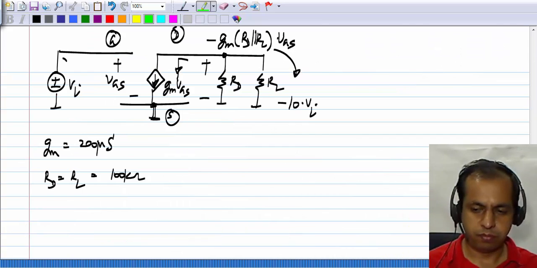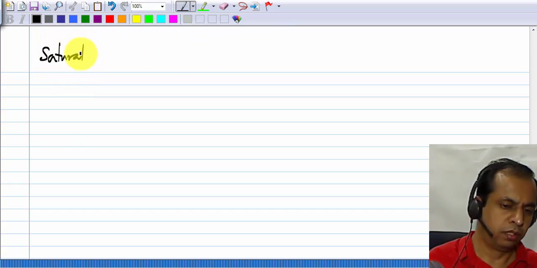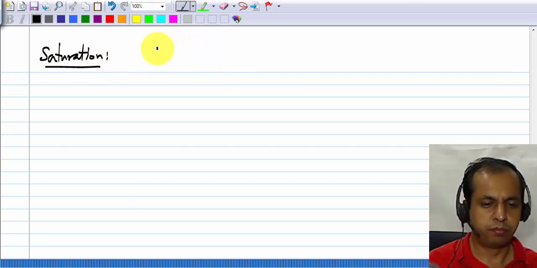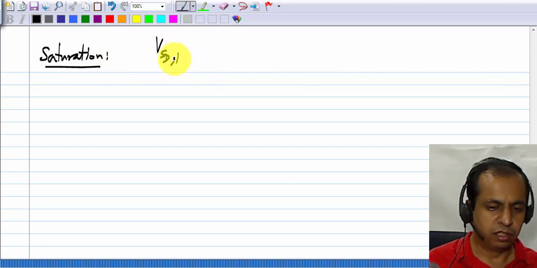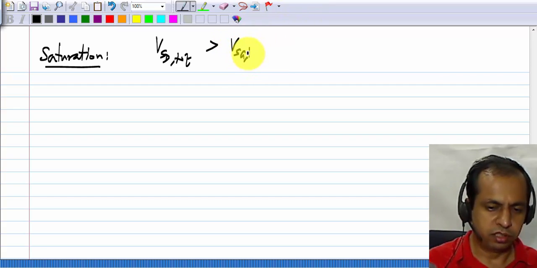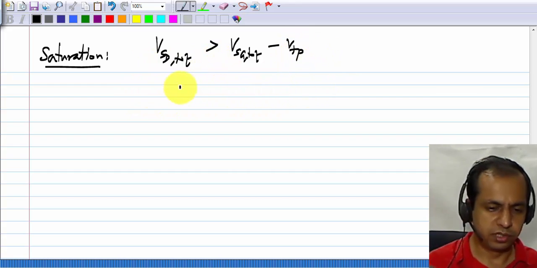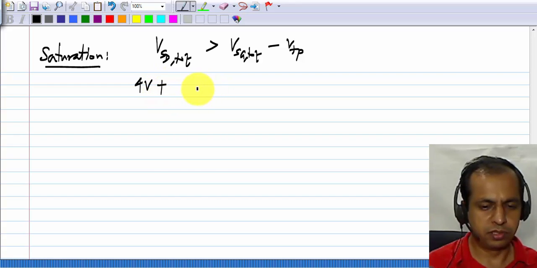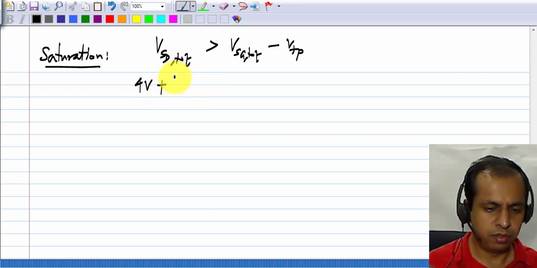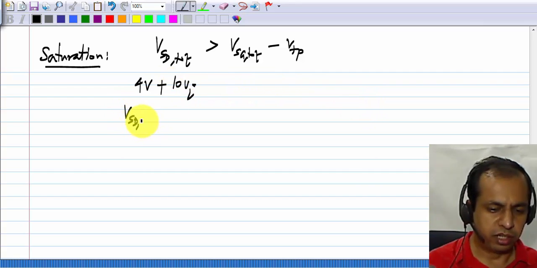First, let's try to keep the transistor in saturation region. It will be in saturation if VSD is greater than VSG minus VT, and VSD total is 4 volts plus 10 times Vi, and in general it will be VSD at the operating point.